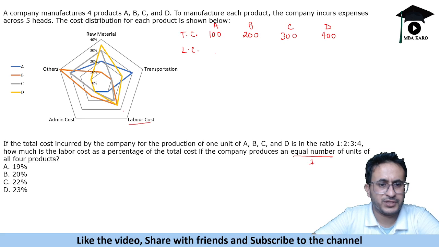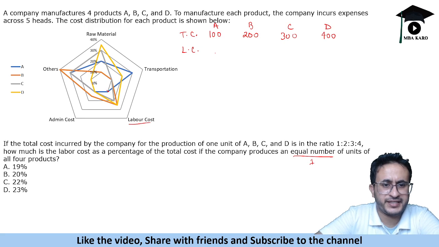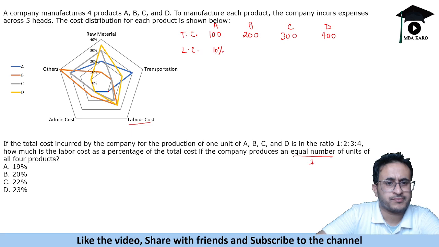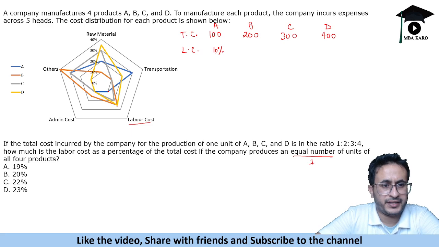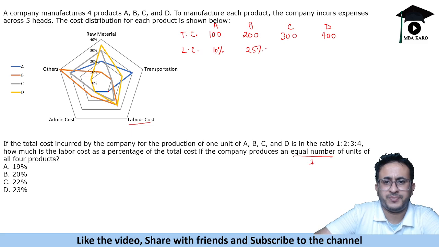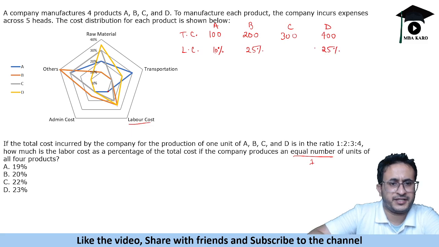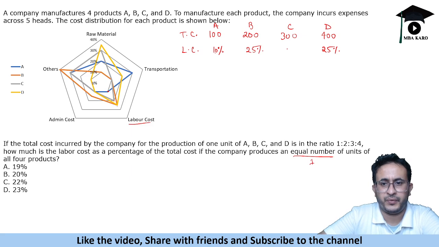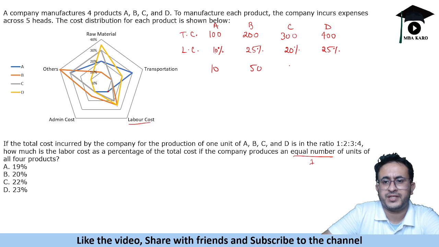So we need to find labor cost. So labor cost for A is 10%, for B and also for D it is 25%. So basically we need to find the weighted average here, and for C it is 20%. Okay, find the values. It's 10 rupees, 50 rupees, 60 rupees and 100 rupees. So adding this we get 160, 210, 220. 220 and the total cost is 1000 rupees. So 220 by 1000 is 22%.